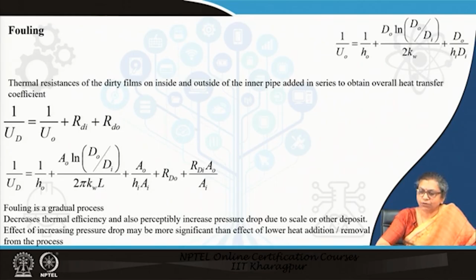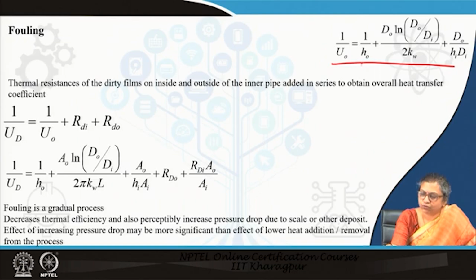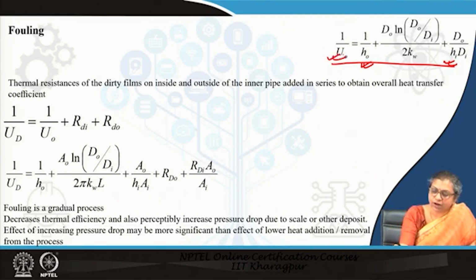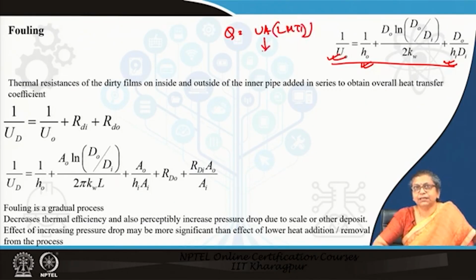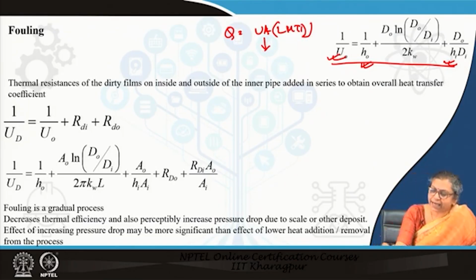Now in this particular expression, you know how to calculate HO, you know how to calculate HI, you know everything, so you can calculate UO. Once you have calculated UO, then using these particular equations, you can calculate A. But here there is something that I would like to mention. The entire expression has been derived assuming a clean tube.